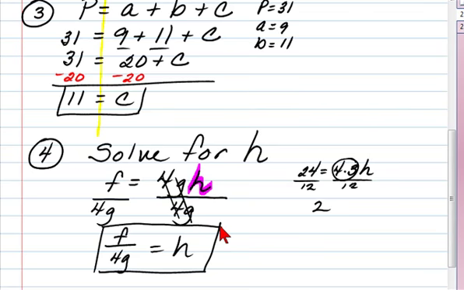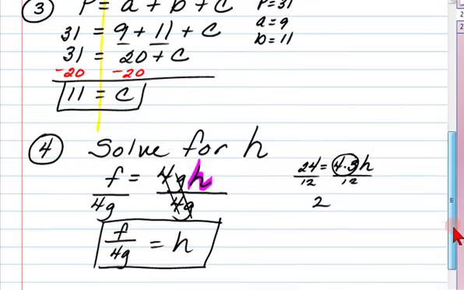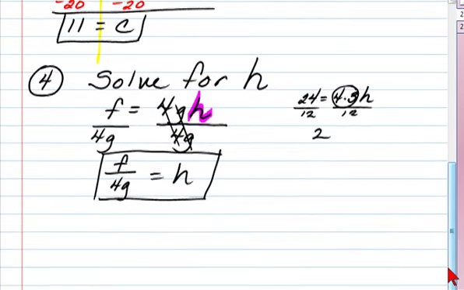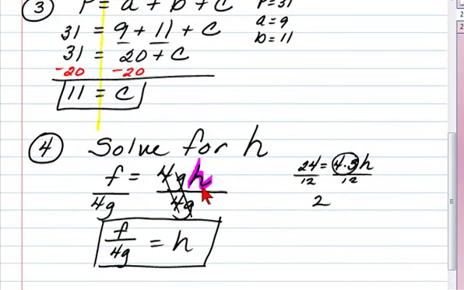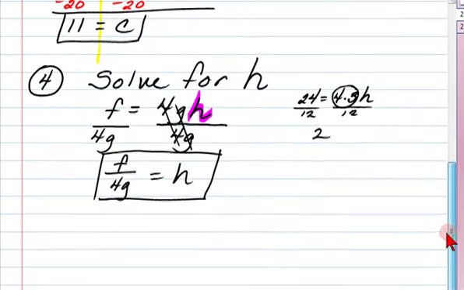This is an important skill. I won't be testing on it on your first test, but it is an important skill. What you're doing is you're treating everything in the problem that you were not told to solve for as if it's a number. It's either a coefficient or it's a constant. All right, let's look at problem number 5.